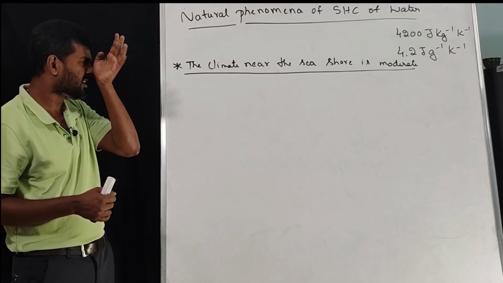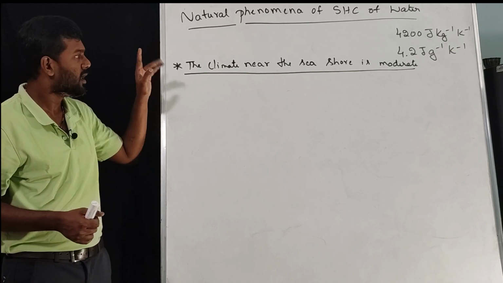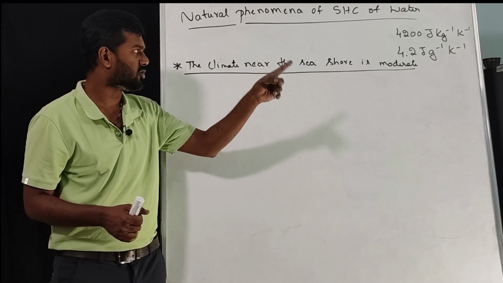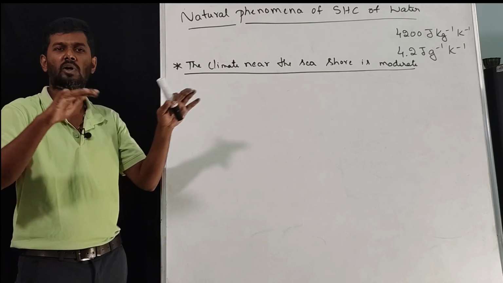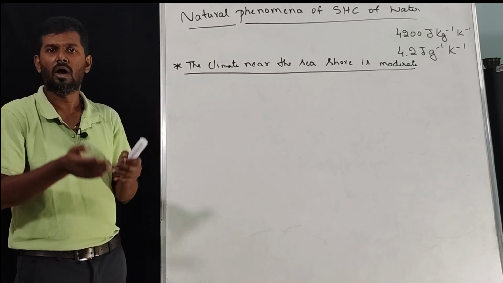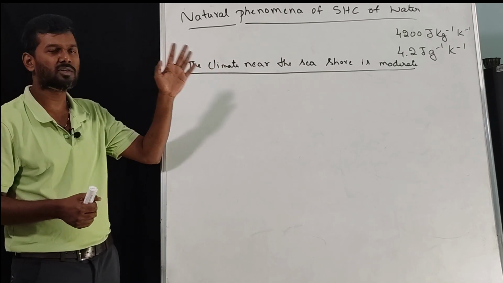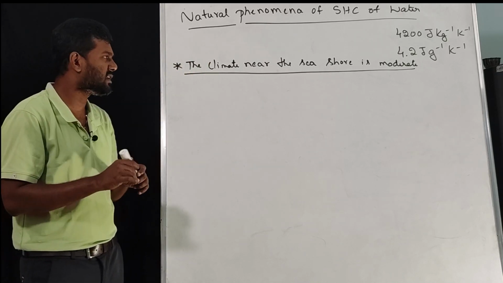Listen, first we'll talk about this concept. The climate near the seashore is moderate. Why is the climate near the seashore always moderate, not too cold and not too hot? Why is it always moderate? The answer is very simple.